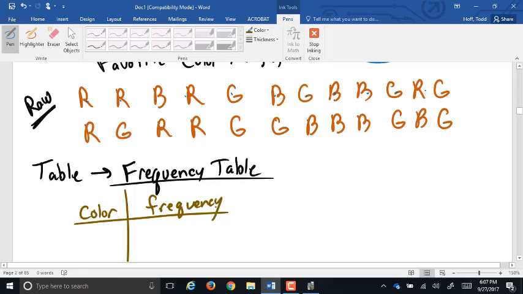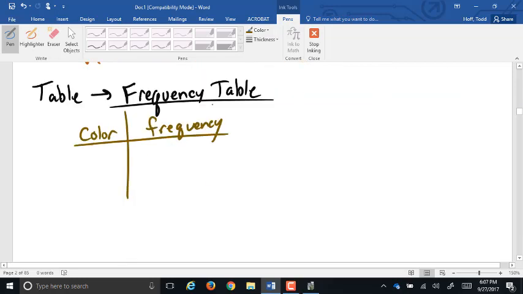Now, this may sound like a silly question, but I'm going to make a big deal about it here, and I'll explain why after a while. We have three colors, three categories, red, blue, and green. Doesn't matter what order I put them in. It would make sense no matter what order I put them in.